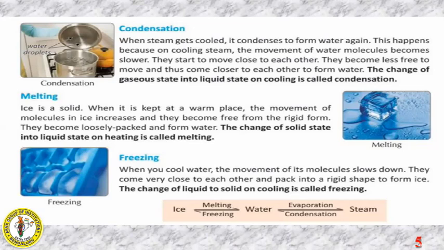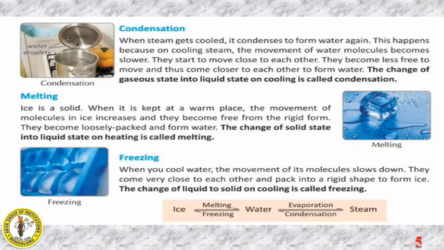And the last concept is freezing. So what do you mean by freezing? Freezing in the sense, when you cool water, the movement of its molecules slows down, they come very close to each other and pack into a rigid shape. So you take the water, the molecules are close to each other, not very close. When you cool it again, the molecules come still closer and form a rigid surface. That rigid object is called an ice cube. So they come very close to each other and pack into a rigid shape to form ice. So the change of liquid to solid on cooling is called freezing.